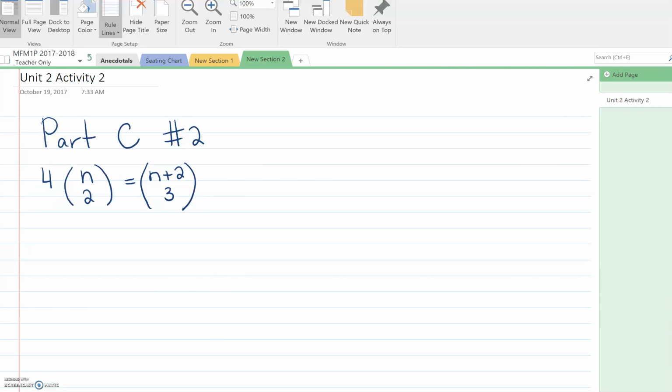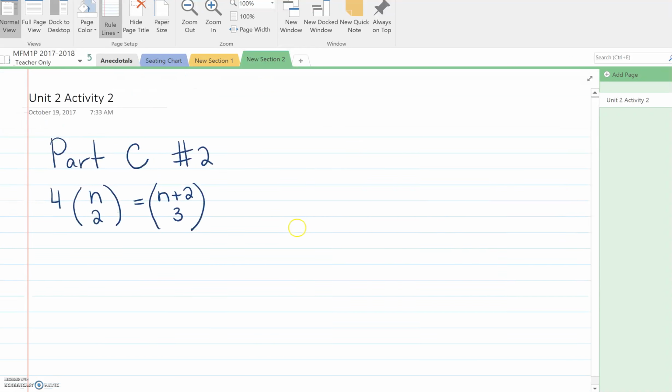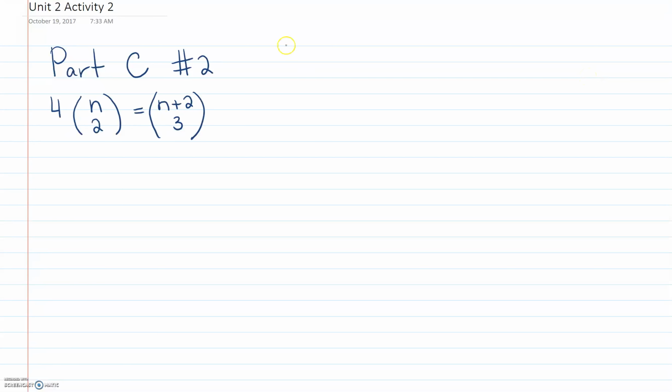Okay, so in this question, this is Unit 2, Activity 2, and you're asked to solve for n. But not just an easy solving for n, you also have to use combinations. I know it's combinations because there are a couple of different forms for combinations, so I'm just going to show you a couple of different ones just so you can remember these.